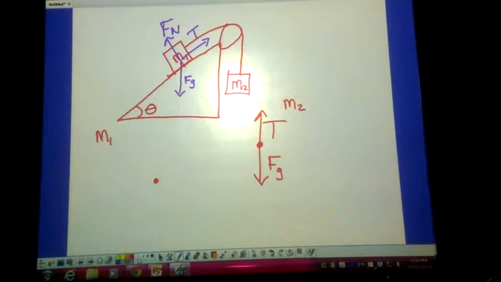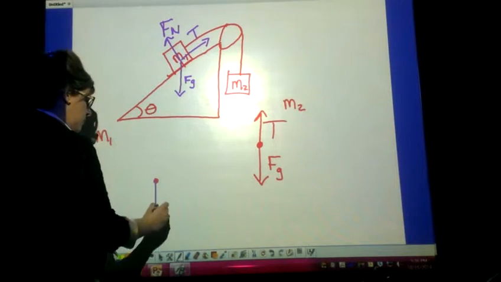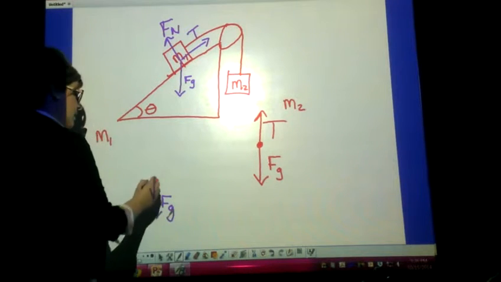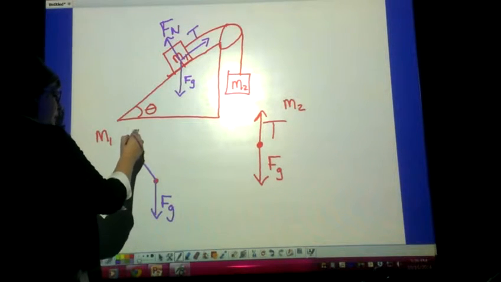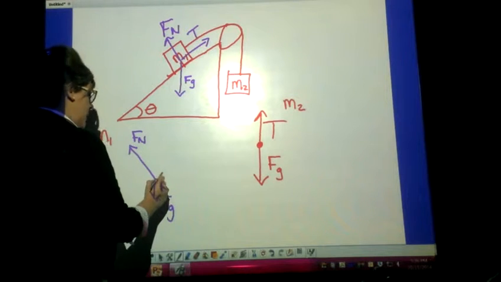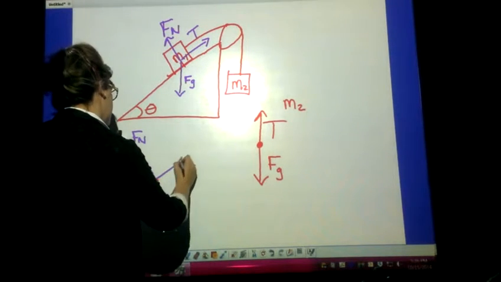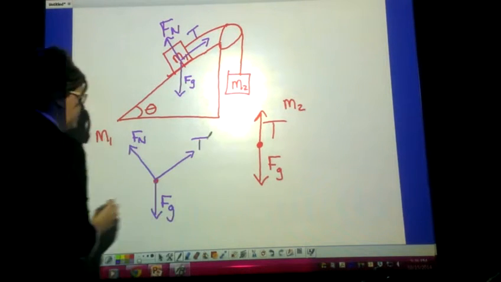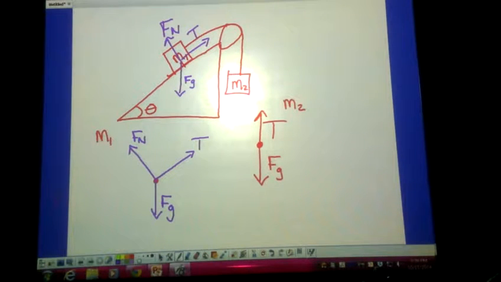There's not any friction here on the incline, okay? So we'll assume we're on Earth and we're on a frictionless incline. Are there any other forces that are acting on that? There are not. So I have weight force down. I have the normal on an incline. And then I have tension.